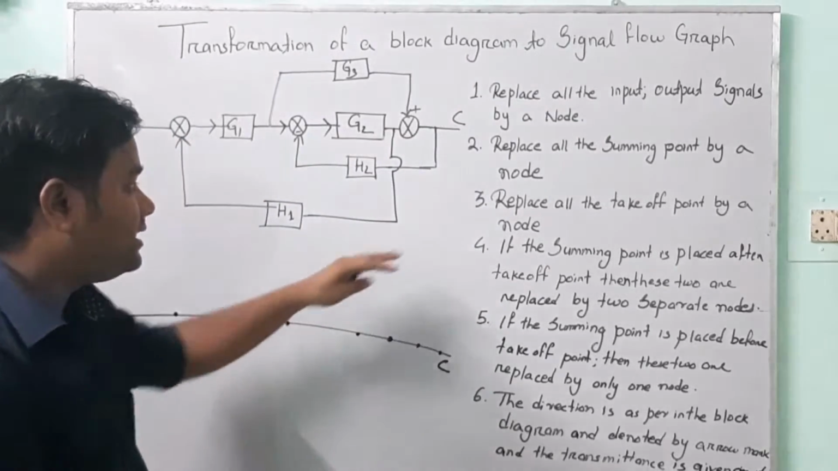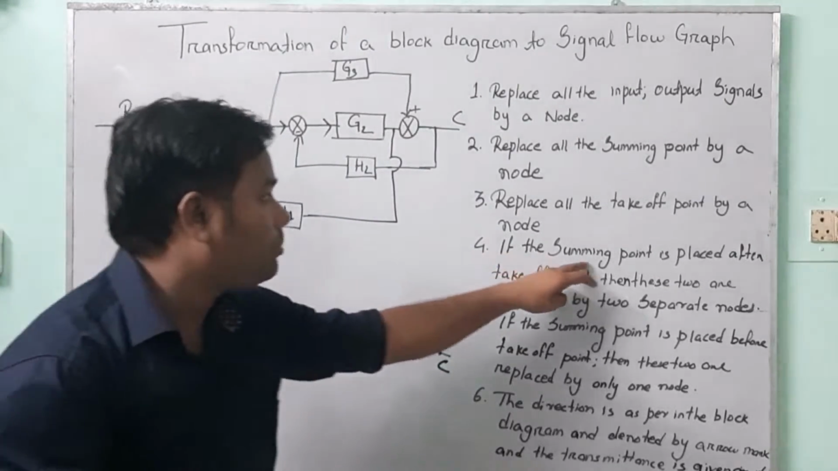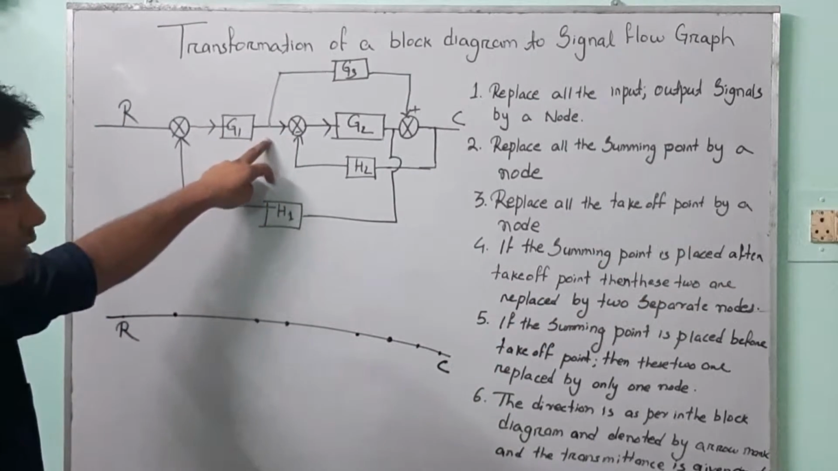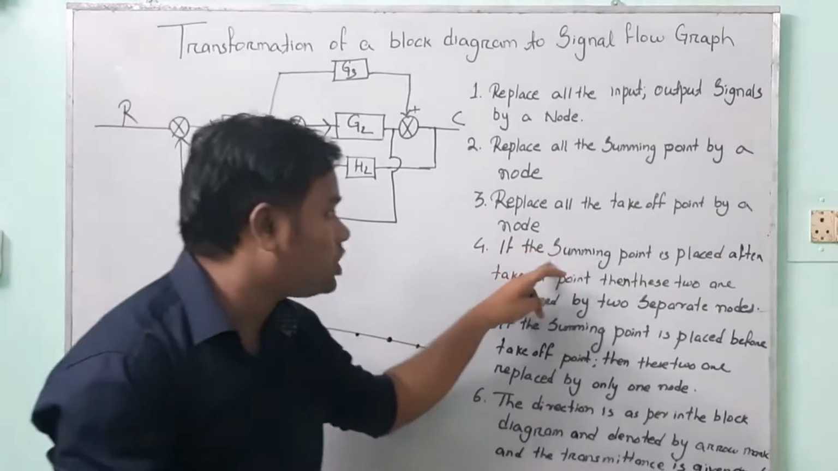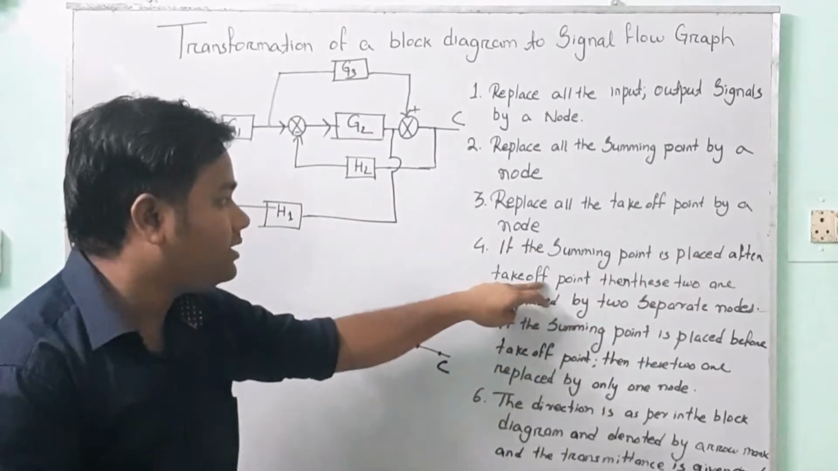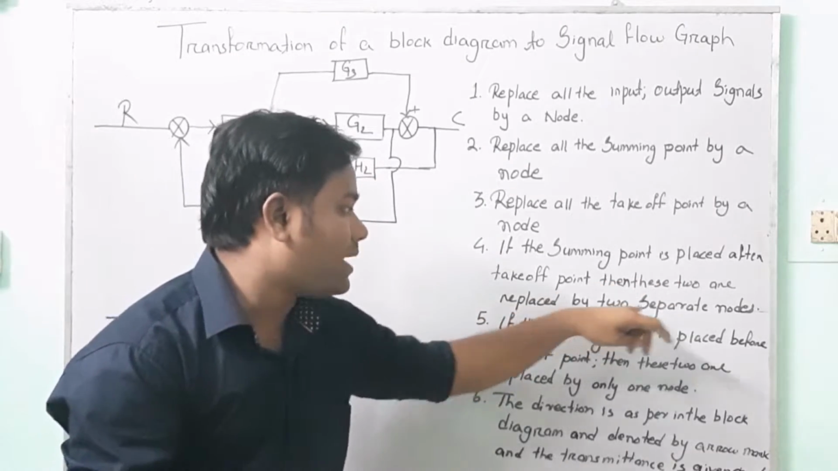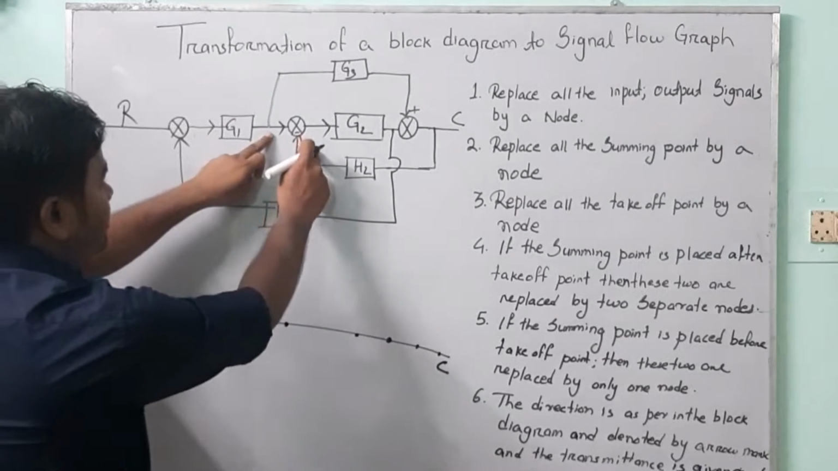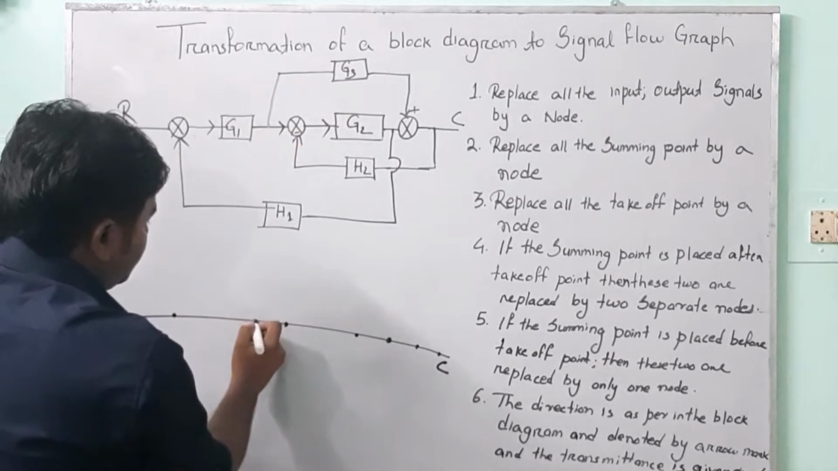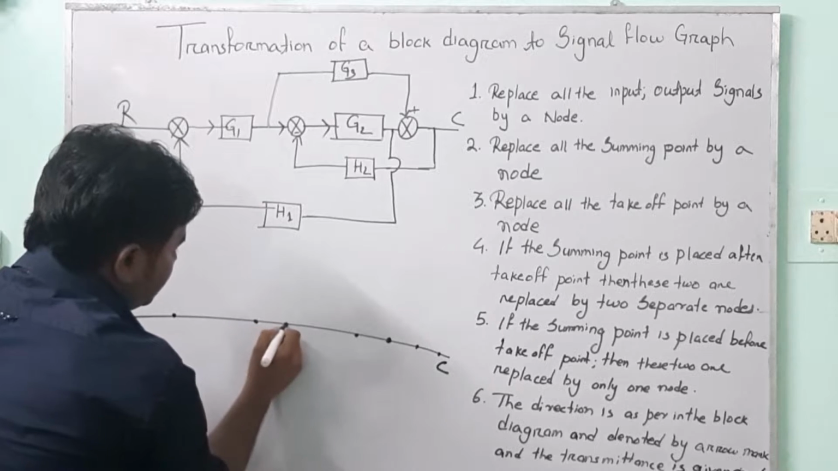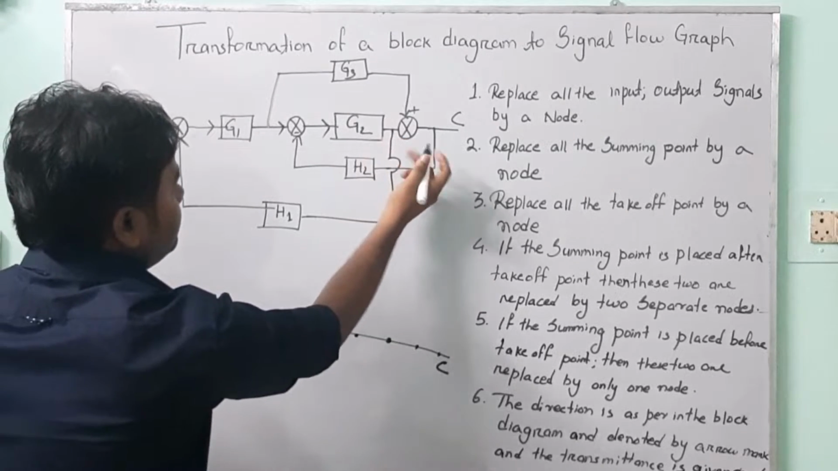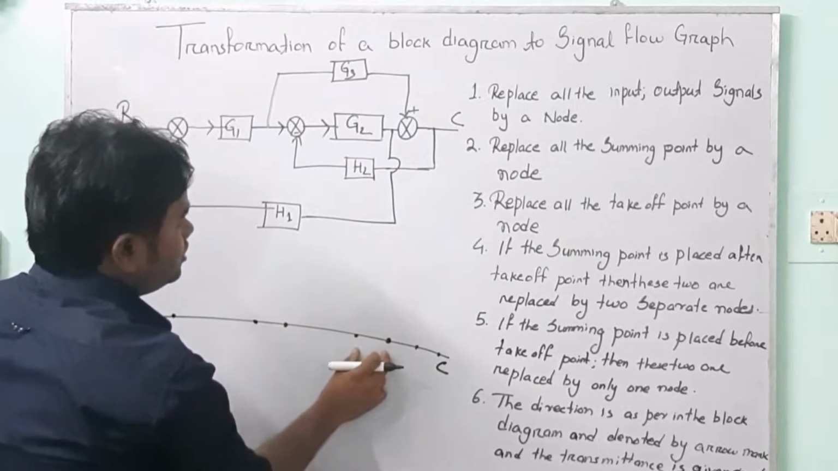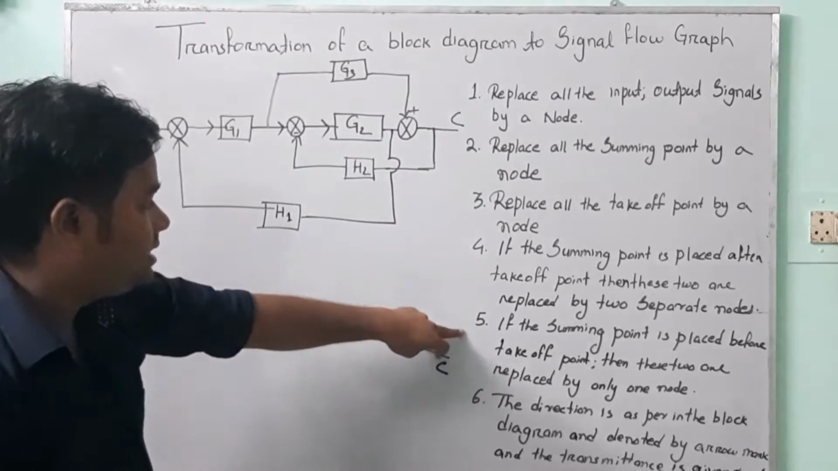The nodes are here. The fourth point is: if the summing point is placed after the takeoff point, then these two are replaced by 2 separate nodes. This is the summing point and this is the takeoff point. Here the summing point is placed after the takeoff point, so these are 2 separate nodes. And also here the summing point is placed after the takeoff point, so these two are also 2 separate nodes. Clear? And the next, fifth point.